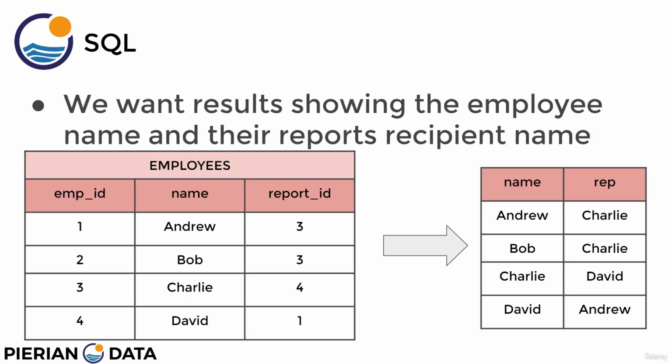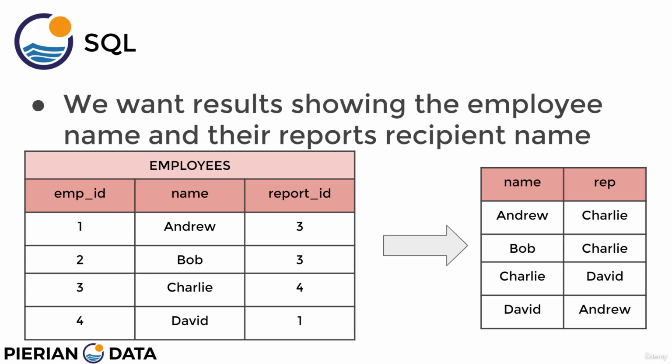Now let's imagine I wanted to show the results of the employee name and their report's recipient name. So I want to go from this employees table to something that looks like this on the right, where I have the name and then the person they're reporting to instead of just the report ID, which is the employee ID of the person reporting to. Technically, all this information is in this one singular table. So I can use a self-join to essentially make a copy, join it together in order to match the employer name or employee name with the report ID along with the employee ID.